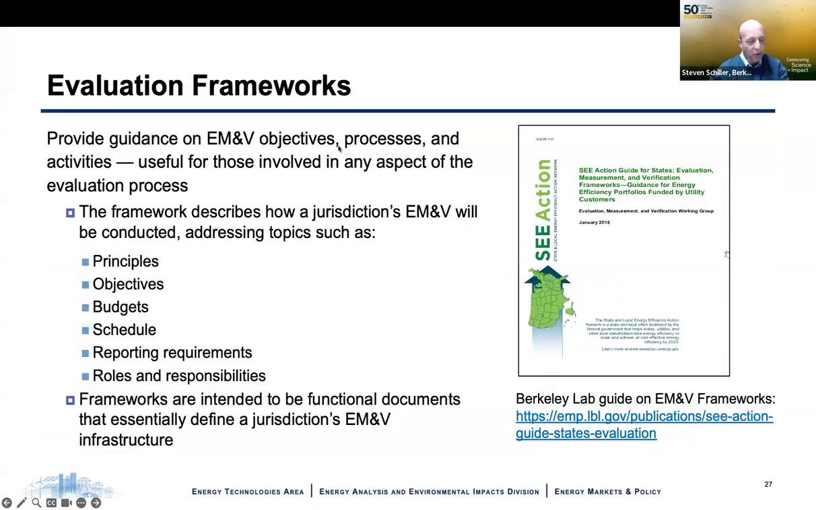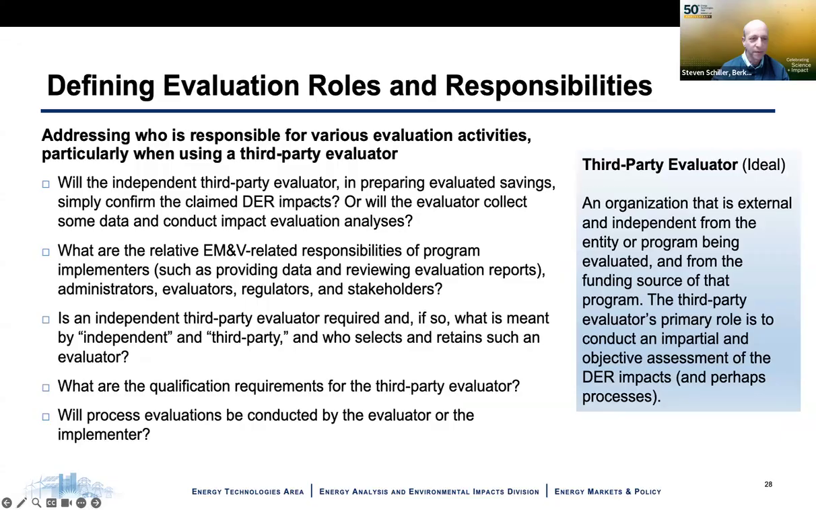Evaluation frameworks. As you get into putting together your evaluation strategies, a way to do this is what we call an evaluation framework, basically providing guidance on your objectives, process, and activities. You're going to document these principles, your objectives, your budget, your schedule, and roles and responsibilities. They basically become the functional document that's your strategy. Again, Berkeley Lab has put together a guidance document, available online, on how to put together these frameworks for guiding your DER evaluations.